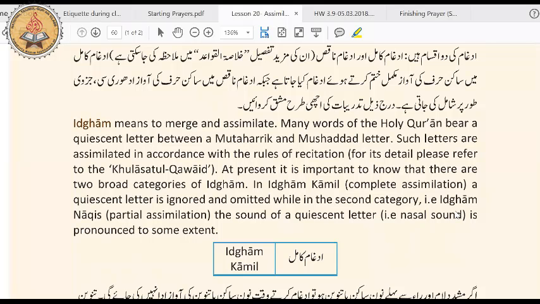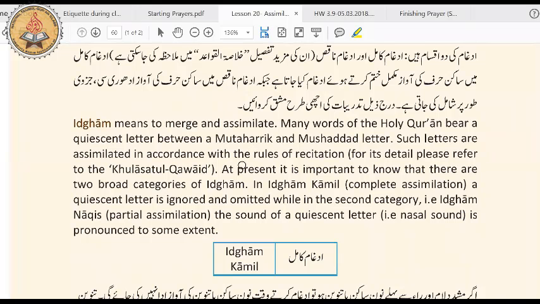So there are a lot of sukun letters between a mutaharrik and a mushaddad letter. So a mutaharrik letter is a letter that has fatha, kasra, or dhamma, and a mushaddad letter is a letter that has a shadda on top of it, the W-like sign. So there are many letters in the Holy Quran, sakin letters that are in between a mutaharrik letter and a mushaddad letter. Now, when this happens, that's where idgham takes place, okay?